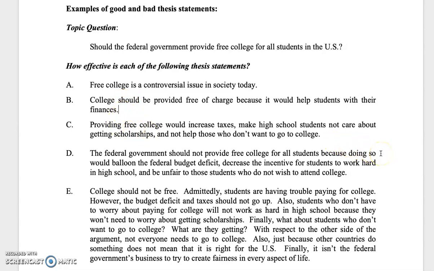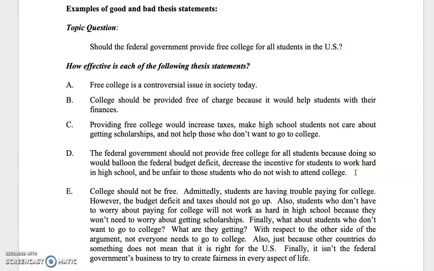C, that one might on the surface appear to be good, but it's really lacking. It doesn't take the stance. It just jumps right into the reasons without stopping to say whether it's for or against free college. Now, you might argue that you could sort of deduce that from these reasons, but a really good thesis would make that very clear for the reader right in the beginning. That would make it more effective. So the reasons aren't bad, but there's no stance that sort of holds that all together and clarifies the position.